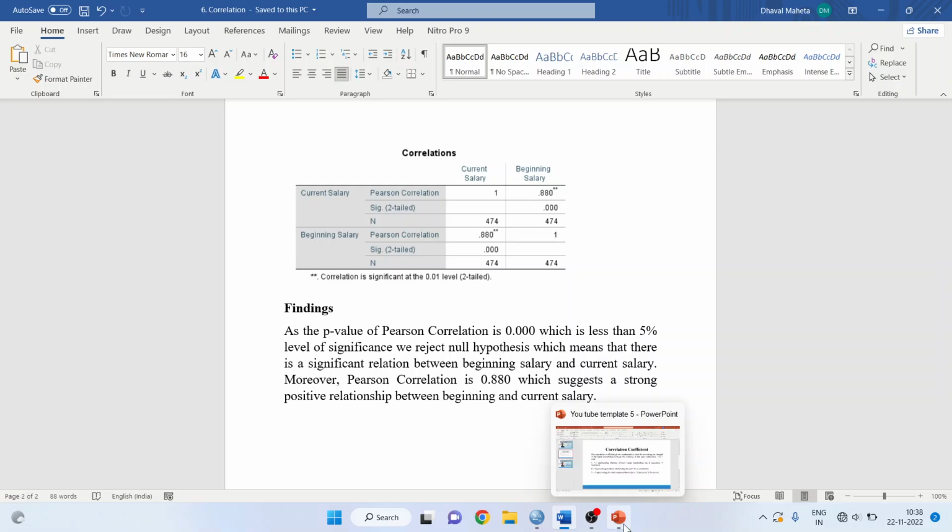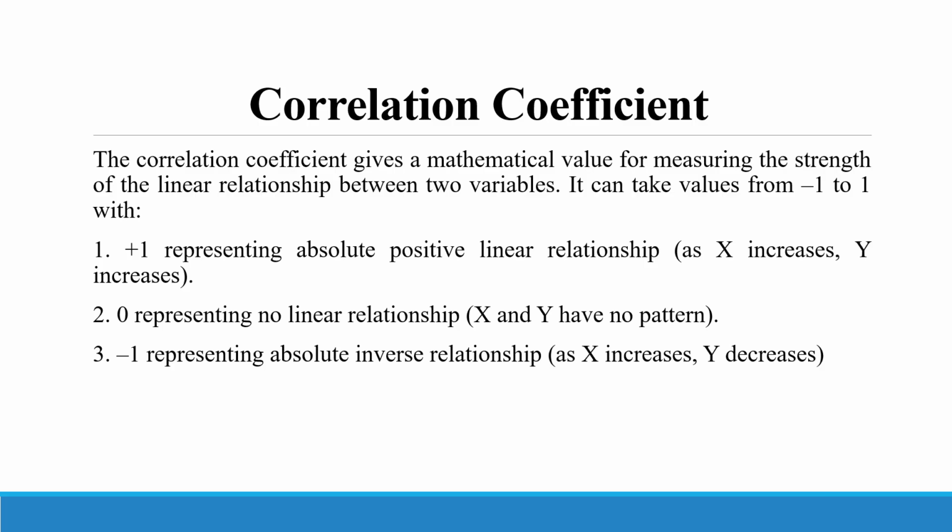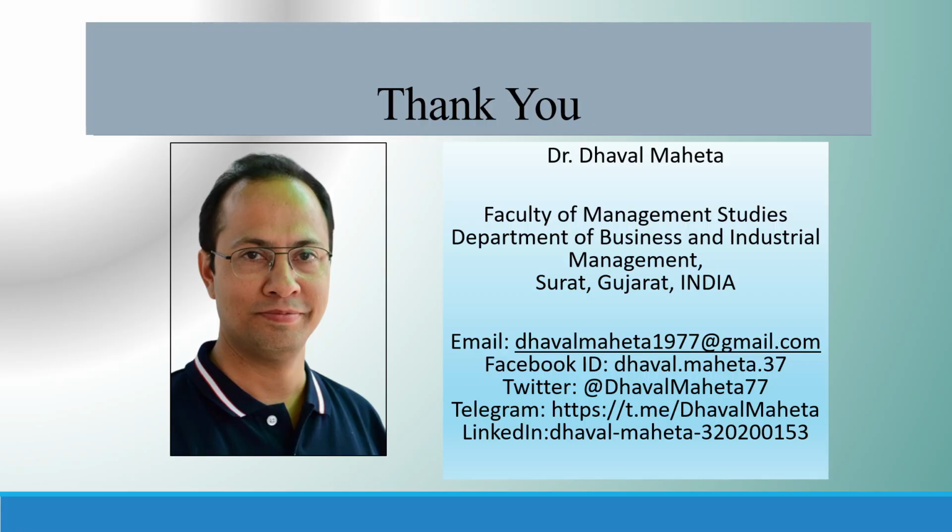If you remember my first slide, if the value is nearer to 1, it represents an absolute positive linear relationship, meaning if x increases, y increases. It means that if the beginning salary increases, your current salary also increases.